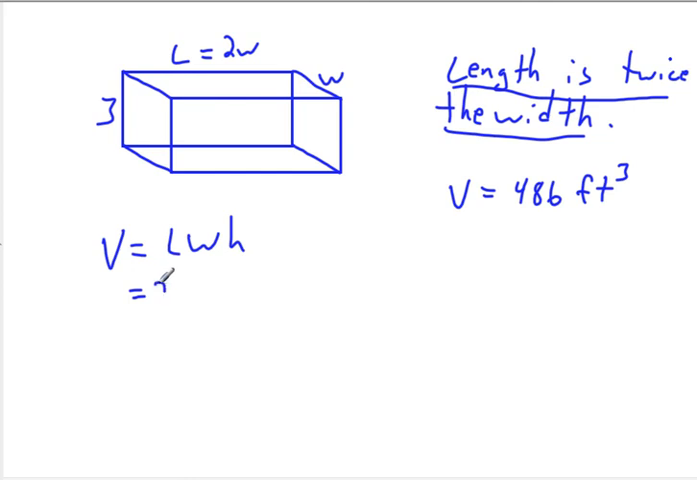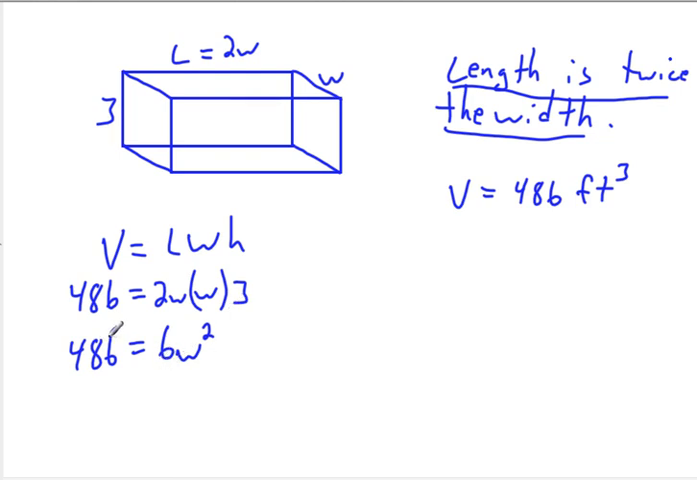So I can replace L with 2W. The width, we'll just keep as the width for now. And we know the height is 3. And we also know the volume is 486. So we can solve for W, and then we can figure out length after. So to solve this, we can multiply the 2 times 3 times W times W. And now we can divide both sides by 6, which I believe gives us 81. Let's try it out. 6, 36, 42, 48. Right, okay, so that's 81.